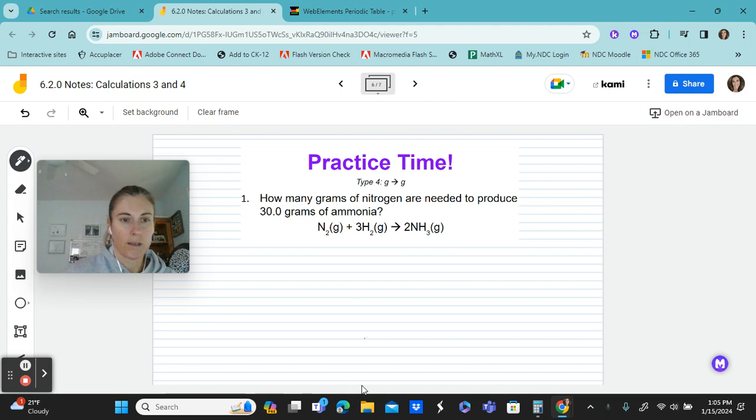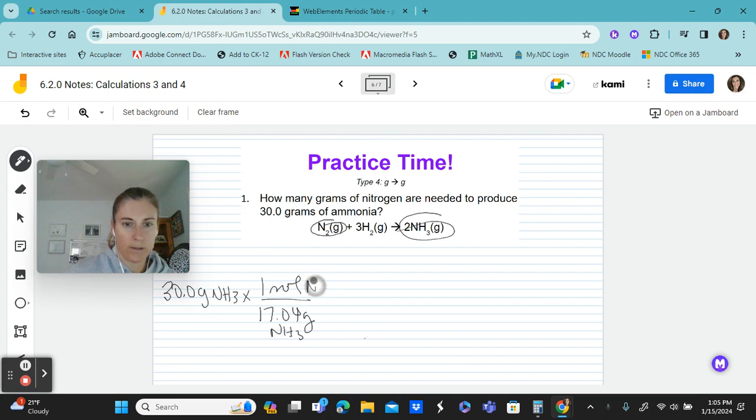All right, try this one out. 3 steps. In this case, we're going from ammonia to nitrogen. All right, so 30 grams of ammonia. 17.04 grams is the molar mass. I'm going to be lazy. I'm going to write these out. All right. Then we do our mole-mole ratio. So we are going to do 2 moles of ammonia on the bottom, 1 mole of N2 on top. That will get rid of my moles of ammonia, and we're going to get to N2.